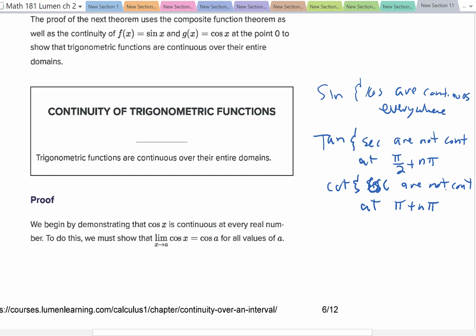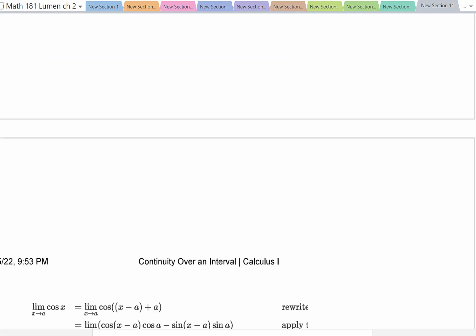And this is because tangent and secant have cosine in the denominator, and cosine is 0 at pi over 2 plus n pi, where n is an integer, it could be negative or positive. And then cotangent and cosecant have sine in the denominator, and sine is 0 at integer multiples of pi. Okay, moving along.